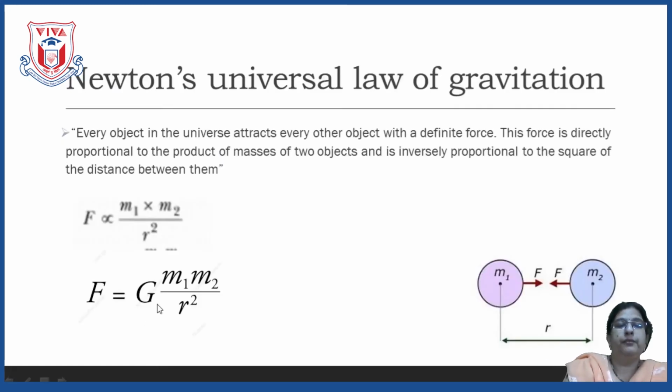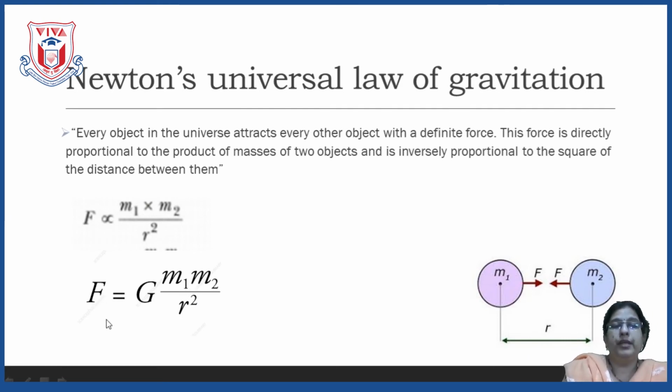If I want to make the formula for G, I have to shift m1, m2 and r square to the other side. So, how should I shift? This r square, which is in the denominator, will go in the numerator, and m1, m2, which is in the numerator, will come in the denominator when it changes its place. So, let's see what the unit of G is. It is Newton, which is the unit of force, times r square, and distance is measured in meter, the MKS unit is meter, so it will be meter square. So, here it will be Newton meter square.